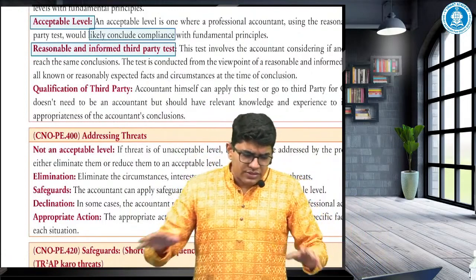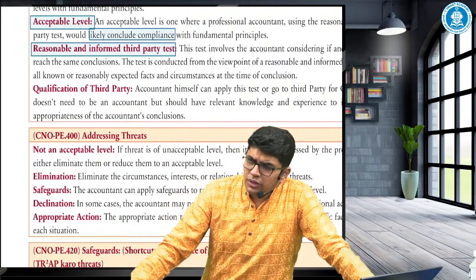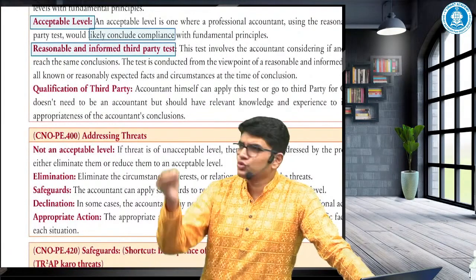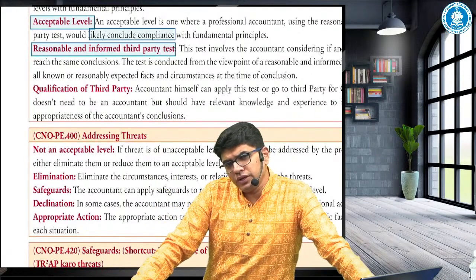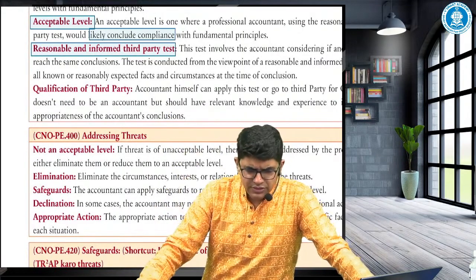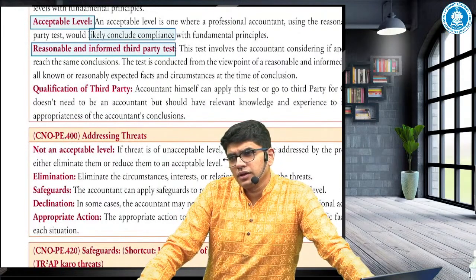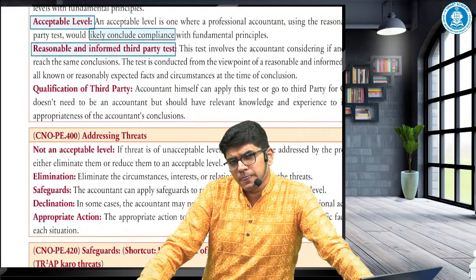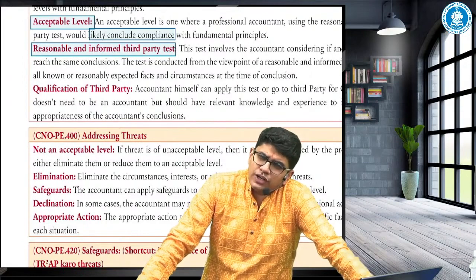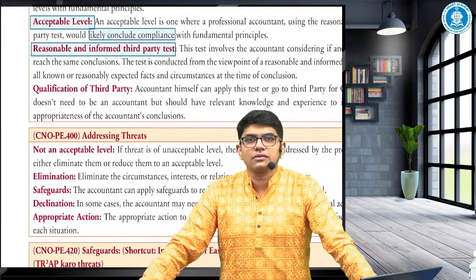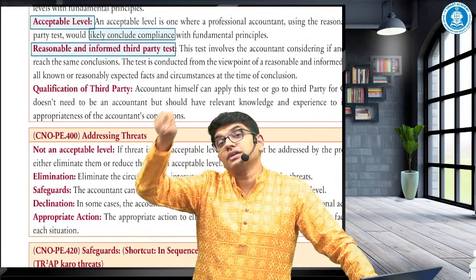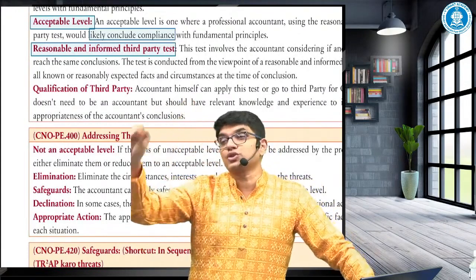If I go with all this information to Rajnikant sir, will he conclude there is no compromise with the fundamental principles? If I think he will conclude there is no compromise with fundamental principles, then I will say that it is an acceptable level threat. Or I can do one more thing. I can really go to a third party and give this information and take his opinion.